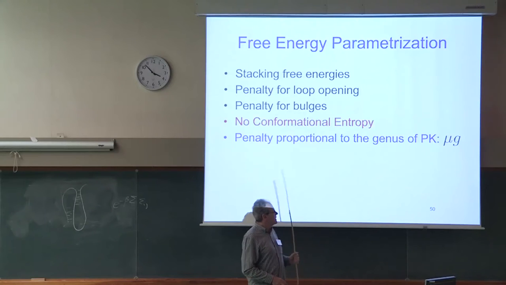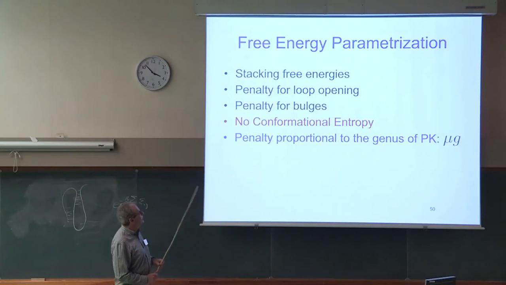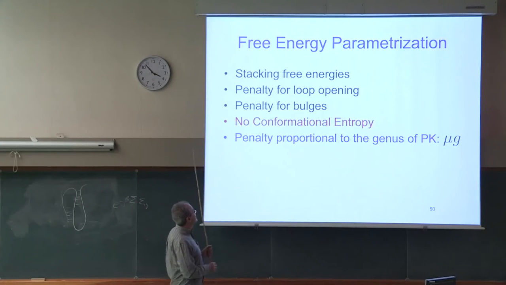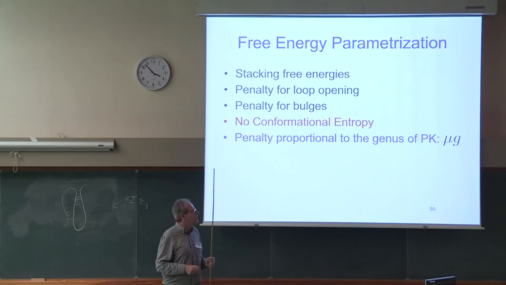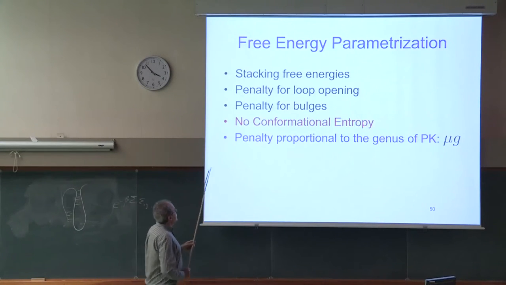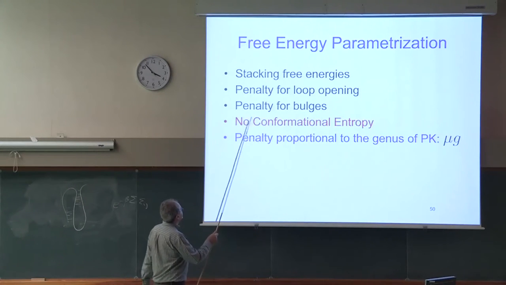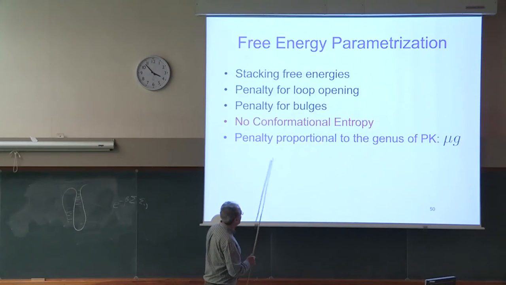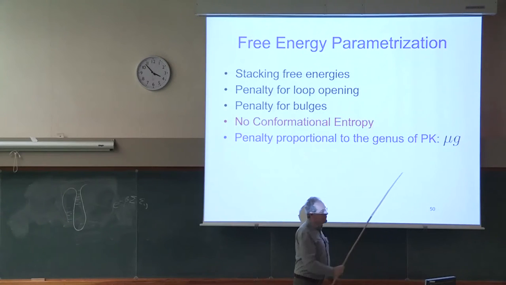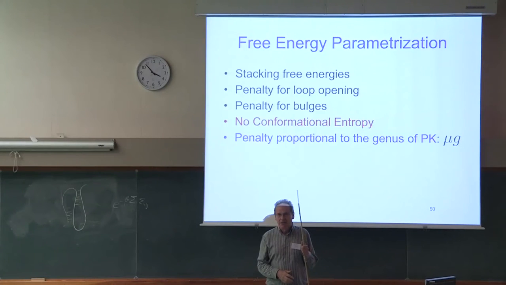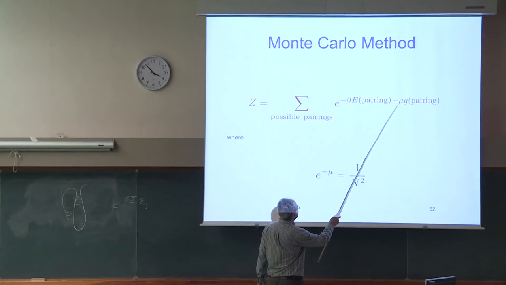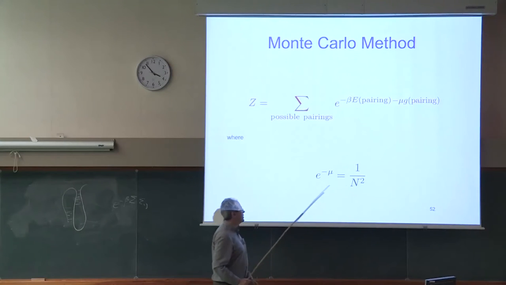Okay, so how do we use this to predict RNA structures? One uses a free energy parameterization. You need to parameterize the epsilon ij's, the pairing or the stacking free energy. Stacking is a generalization of pairing, but essentially it's like the pairing. You need a certain number of other quantities which I didn't discuss, penalty for making a loop, penalty for bulges, etc. And the new thing for pseudoknots is you put a penalty which is proportional to the genus of the pseudoknot. So the weight is e to the minus beta E of the pairing minus mu, where mu is this penalty proportional to the genus.